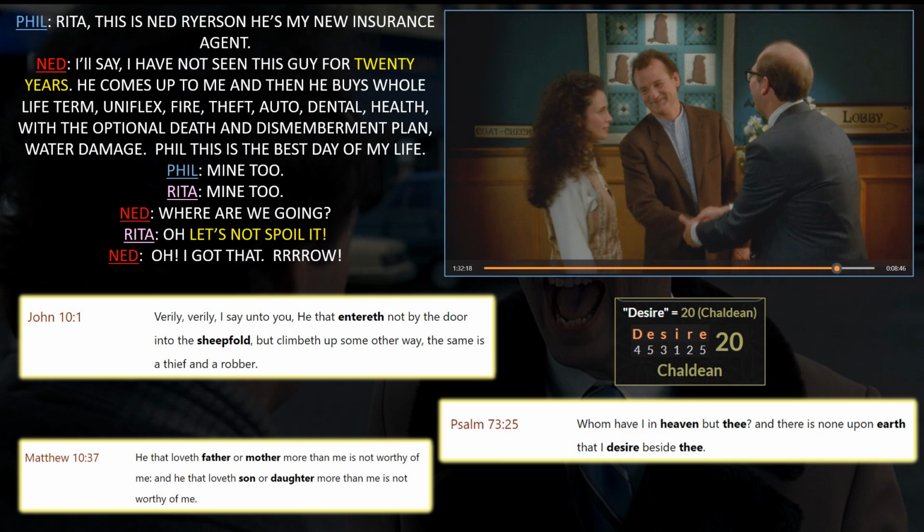So after she's bought him and they're trying to exit the auction, they run into Ned, and Phil introduces Rita to Ned, and he says, "Rita, this is Ned Ryerson. He's my new insurance agent." And Ned replies, "I'll say, I have not seen this guy for 20 years. He comes up to me and then he buys whole life term, Uniflex, fire, theft, auto, dental, health with the optional death and dismemberment plan, water damage. Phil, this is the best day of my life." Phil replies, "Mine too." And Rita says, "Mine too."